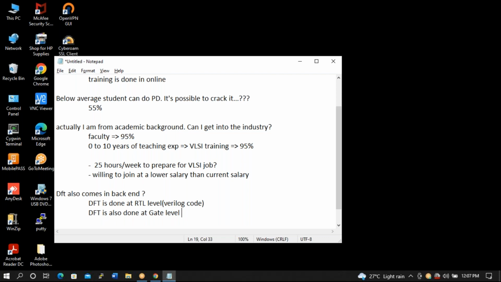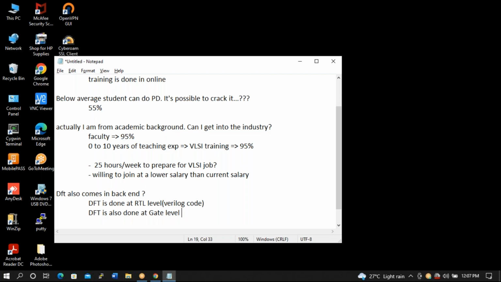If someone is specifically interested in DFT, there is a demo session at 1 p.m. today. You can join that demo session. DFT is all about detecting manufacturing defects. Once you manufacture the chips, is the chip good or faulty? Is it working fine or does it have manufacturing defects? To detect that, we use DFT techniques. So DFT happens before synthesis and after synthesis. We can't say DFT happens only in the backend. It happens in both front end and backend.